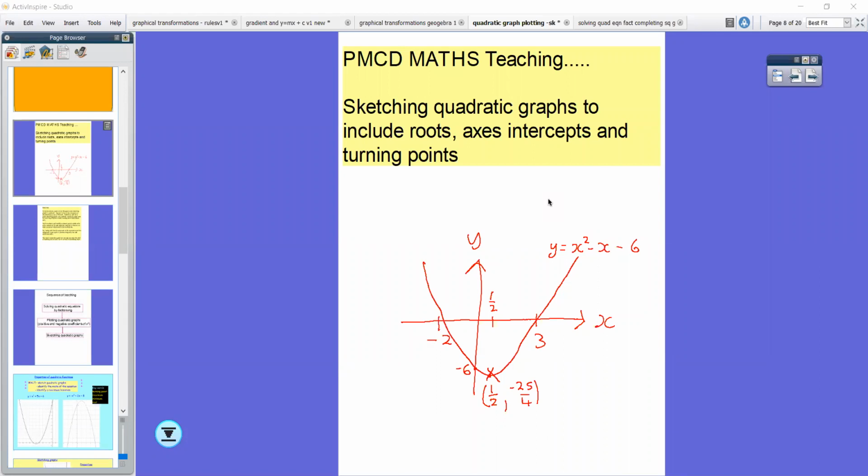This video is going to be covering sketching quadratic graphs to include roots, axes, intercepts and turning points. Particularly, hopefully this will be useful if you've never taught this before, it's the first time, but if you have taught it before you might find something useful in here as well.